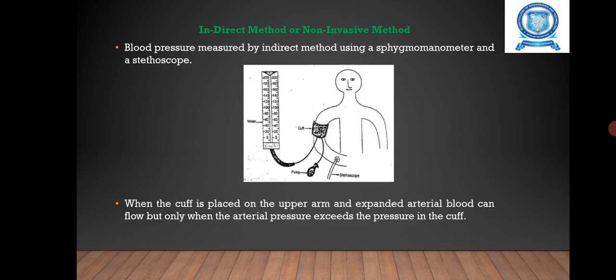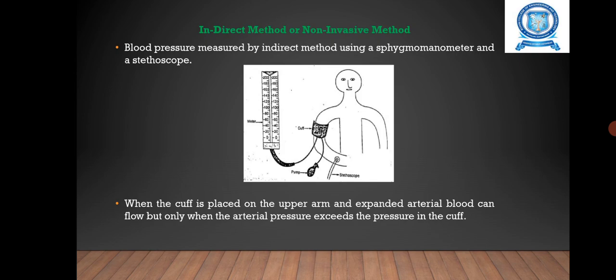It is a method using a sphygmomanometer and a stethoscope. It consists of an expandable pressure cuff and a mercury or aneroid manometer to measure the pressure in the cuff. The cuff is placed on the upper arm and expanded. Arterial blood can flow only when the arterial pressure exceeds the pressure in the cuff.